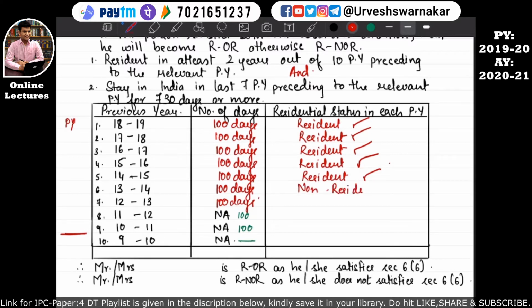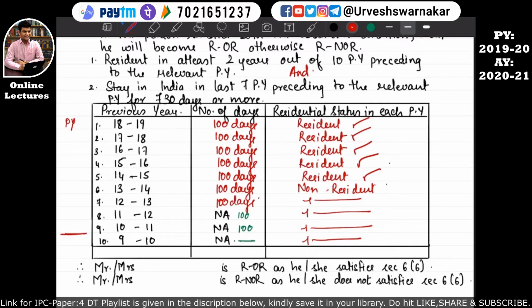So if for the previous year 13-14 he is non-resident, for the other remaining years also he will be non-resident, because part 2 of the second condition will not in any way be satisfied. If you see, in the previous year 12-13 he would have stayed for 100 days, but for the preceding years he has stayed for only 200 days. That means he has satisfied part 1 but part 2 is not satisfied, that is, more than 365 days. I hope this is quite clear to you.